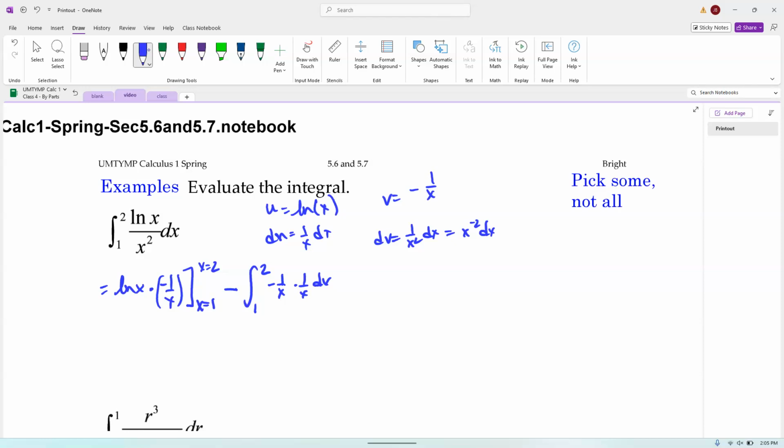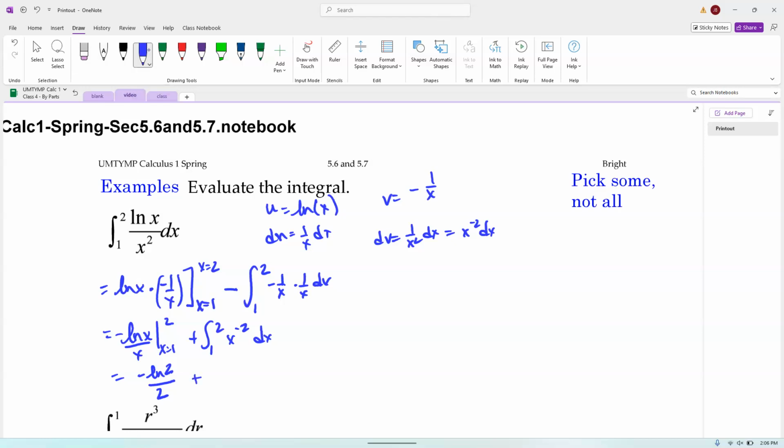Okay, and so in here, I'll just rewrite this. We'd have negative natural log of x over x evaluated from x equals 1 to 2, plus the integral from 1 to 2, moving those x's to the numerator to get x to the minus 2 dx. Okay, so let's see what I get. Negative natural log of 2 over 2, and then plus natural log of 1, which is 0, so I'm just going to eliminate that.